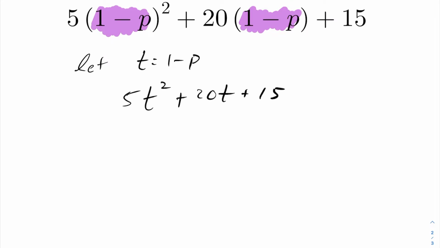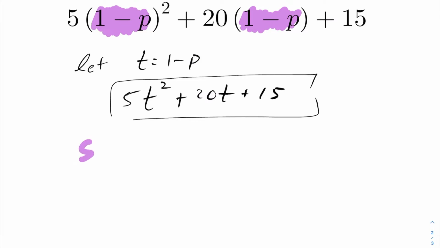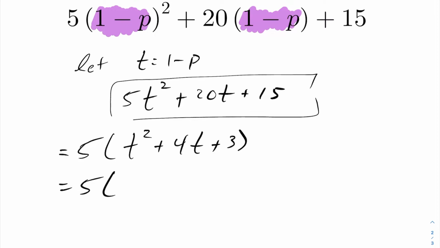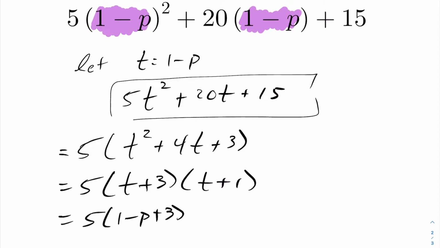Now, if you were asked to factor this alone, ignoring the fact that we have the 1 minus p, just focusing our attention on this quadratic here, you're going to first always look for GCF. In which case we factor out a 5, and I'd be left with t squared plus 4t plus 3. And then you have a simple trinomial to factor, which factors into t plus 3 times t plus 1. But like we talked about before, that is not just a t, it's actually a 1 minus p. So subbing that in here, we get 1 minus p plus 3 times 1 minus p plus 1.